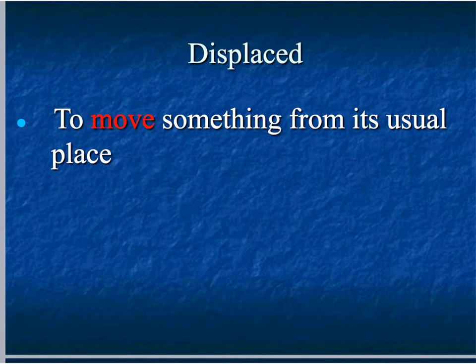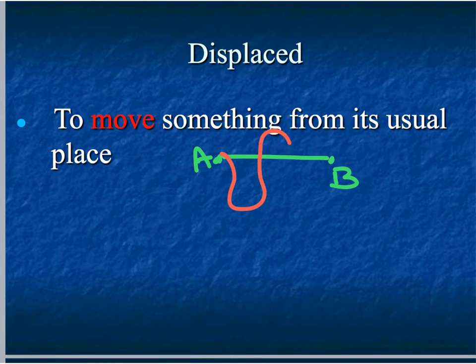Displacement. What does displacement mean from what we said earlier? Displacement, remember, at the beginning of the year, was the distance between point A and point B. So this distance right here, the straight line distance. Even if I went all over the page like that, the displacement would still just be the green. The distance would be red, but the displacement is green.